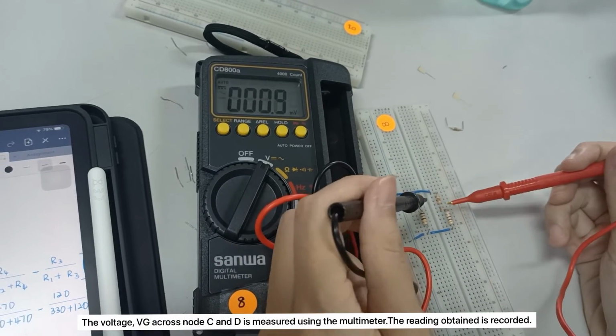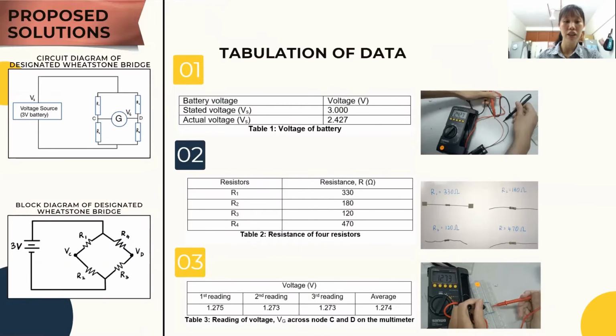The voltage VG is measured and recorded. The first diagram shows circuit diagram of designated Wheatstone bridge, while the second diagram is the block diagram of designated Wheatstone bridge. The values of stated voltage and actual voltage of battery are tabulated in Table 1. The second table shows the respective values of resistors. The reading of voltage VG across nodes C and D on a multimeter are tabulated in Table 3.